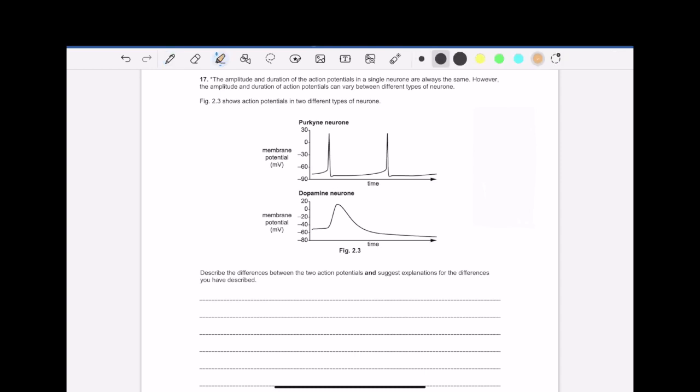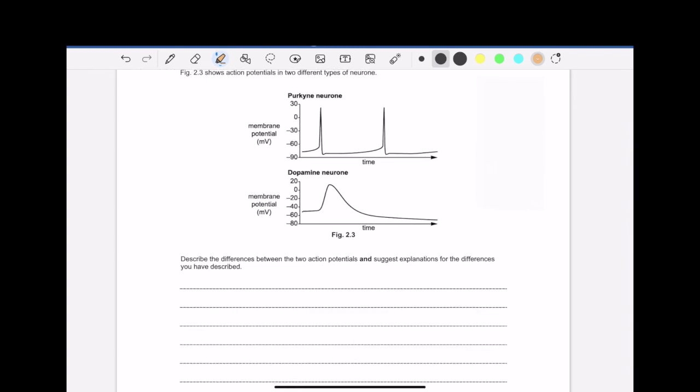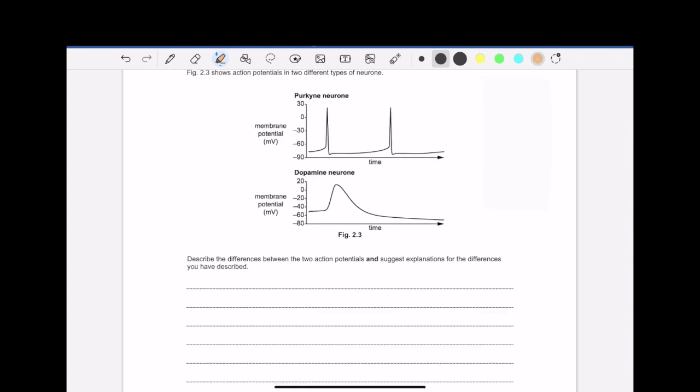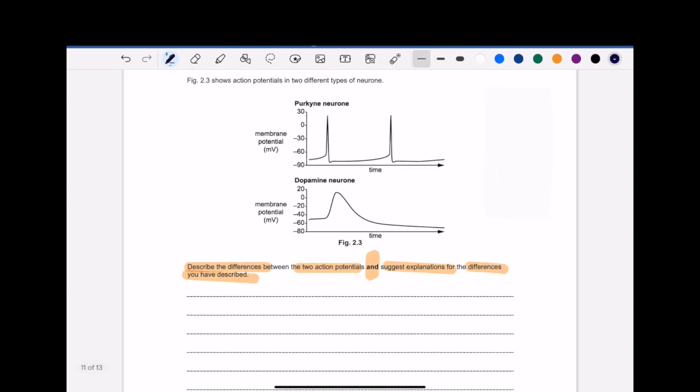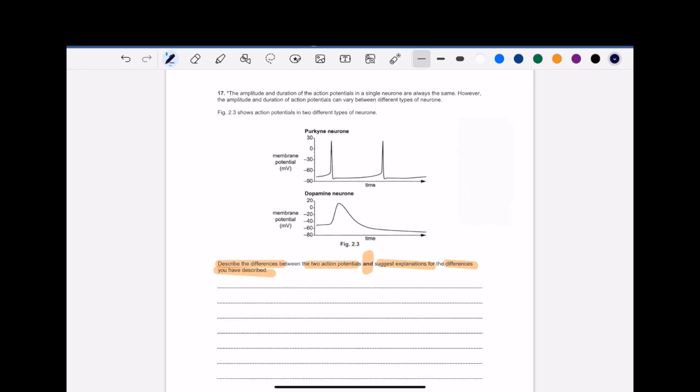So, number one exam technique is that I'm going to read the question first. It says describe the differences between the two action potentials, right? And suggest explanations for the differences you've described. So there's no point thinking about similarities, just think about differences, okay? So right. I can see that there are two graphs.